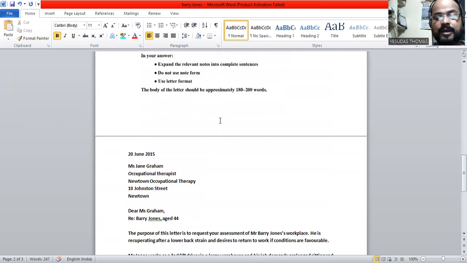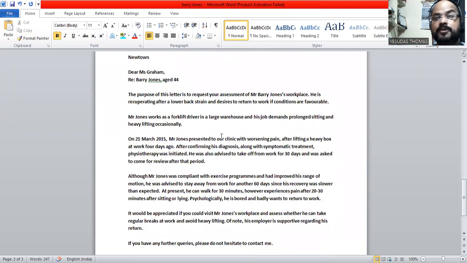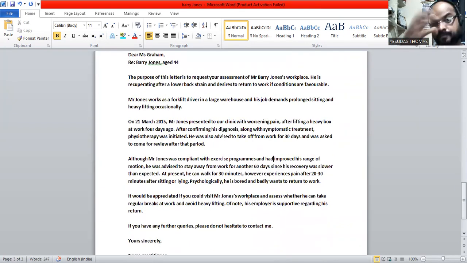So this is what we have seen. Even though he was given some of his progress, the recovery progress was not that much satisfactory. At present, he can walk for 30 minutes. So right now he can walk for 30 minutes. However, he experiences pain after 20 to 30 minutes after sitting online.